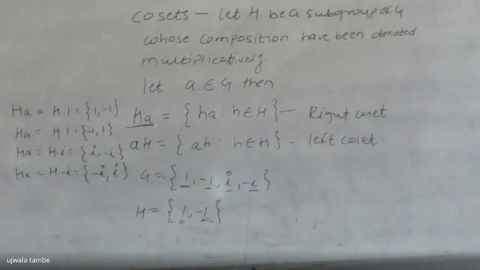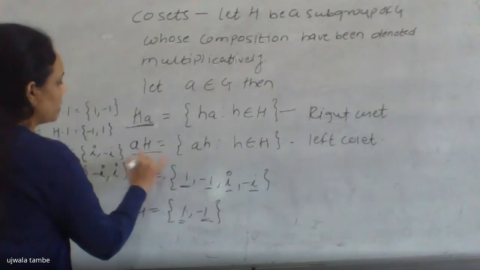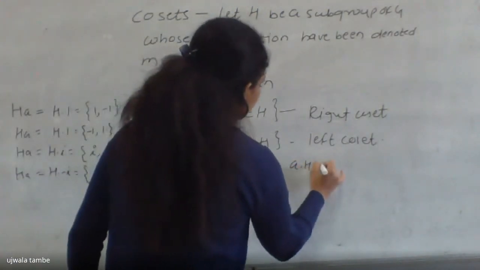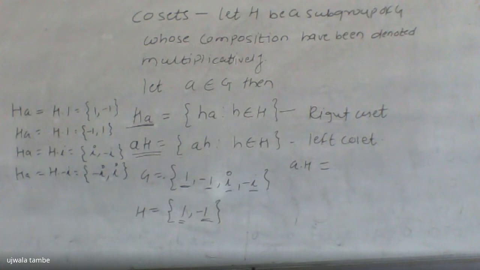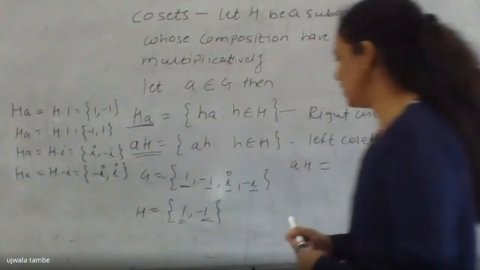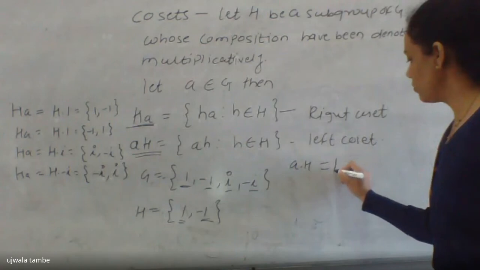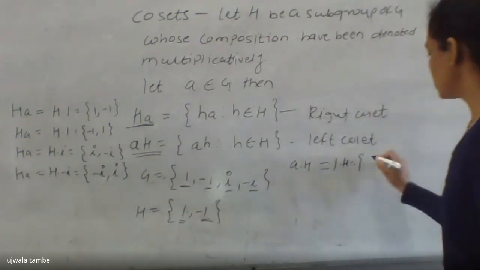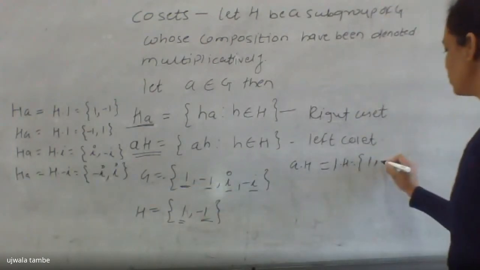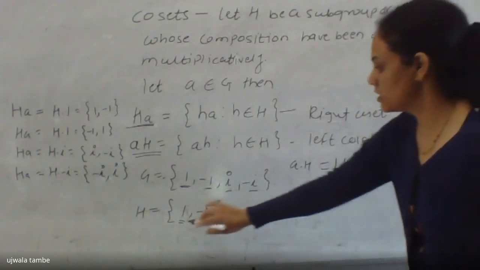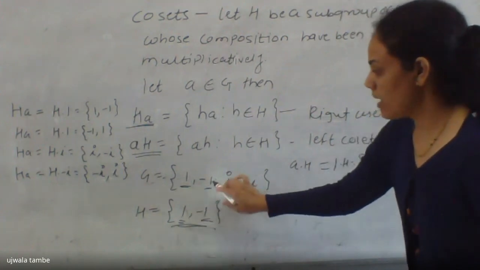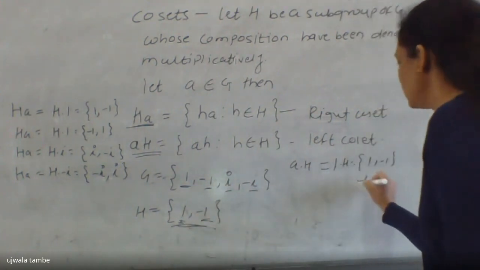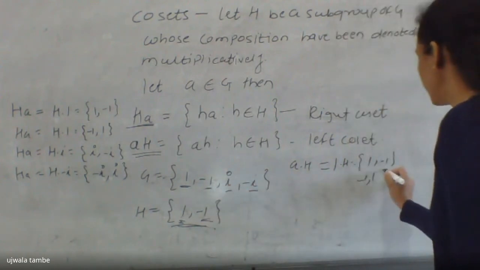Okay. Similarly, now you have to perform the operation AH on the given set. What we have to do is, instead of AH, we write 1 dot H. And similarly, 1 into 1 gives us 1. Again, 1 into minus 1 gives us minus 1. Okay, this is with this one. Again, minus 1 into 1 is minus 1 and minus 1 into minus 1 is plus 1.